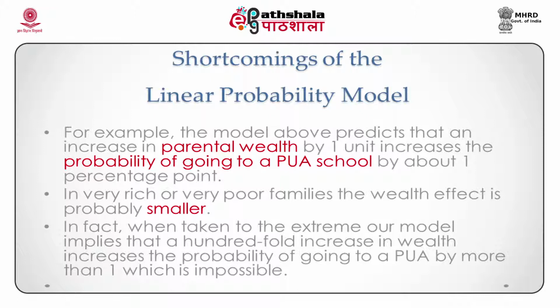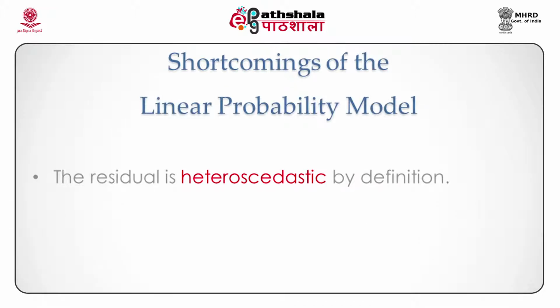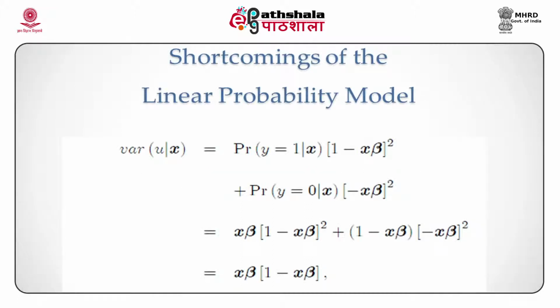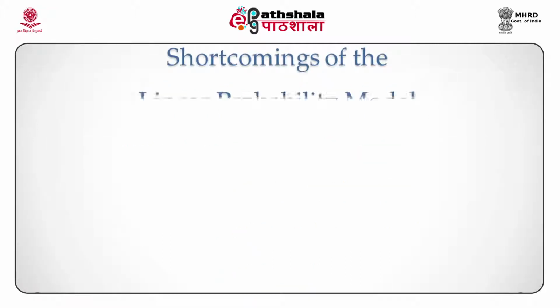Another shortcoming of the linear probability model is that the residual is heteroscedastic by definition. This arises from the fact that if we calculate the variance of u given x, then direct calculation shows that this is given by x beta times 1 minus x beta, and since the values of the covariate x are different for each individual, this implies that the residuals are heteroscedastic.